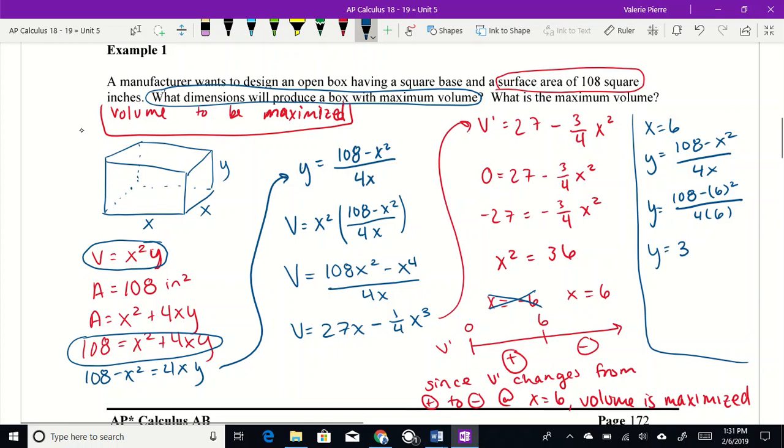So the dimensions of this box are 6 inches by 6 inches by 3 inches, right? Because my box is x by x by y. And the volume will be equal to 6 squared times 3. So volume will equal 108 inches cubed.